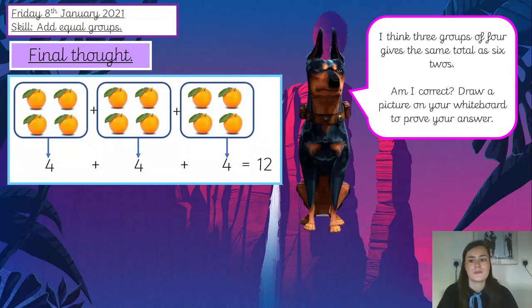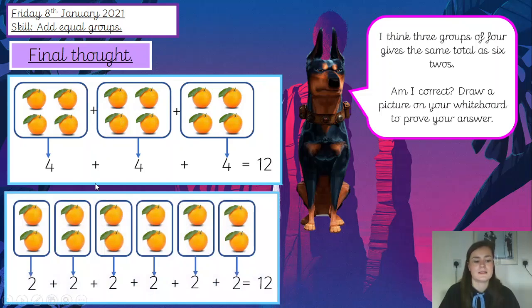Okay, so 3 groups of 4, you should have 4 add 4 add 4 equals 12, with our 3 groups of 4 oranges here. And if you had 6 groups of 2, you've got 2, 4, 6, 8, 10, 12. So you've got 2 add 2 add 2 add 2 add 2 add 2 equals 12. So well done if you got that. They are equal. They are the same. Good job. Okay. Well done.